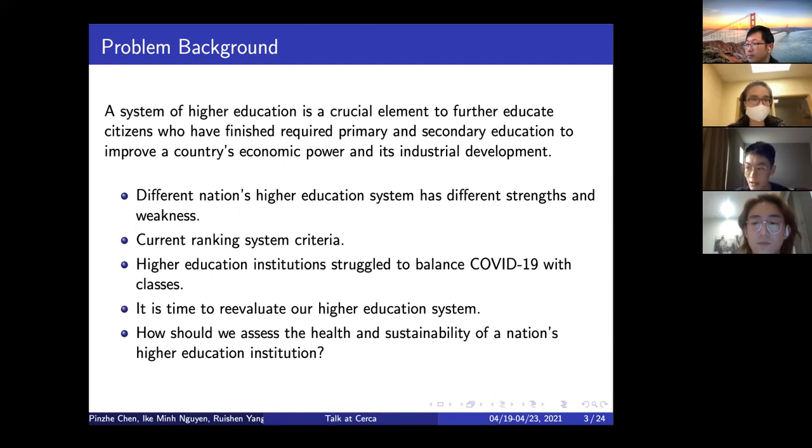During the COVID-19 pandemic in 2020 spring, almost all of the higher education institutions shut their doors. The majority of them were not ready for any sort of alternative remote or online teaching approach. Some small private colleges closed permanently because of the COVID-19 pandemic. In the wake of the adjustment required during the current pandemic, we have the opportunity to reevaluate our higher education system and think about what is working, what could be done better, and how we should assess the health and sustainability of a nation's higher education institutions.